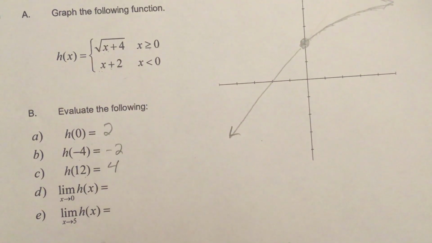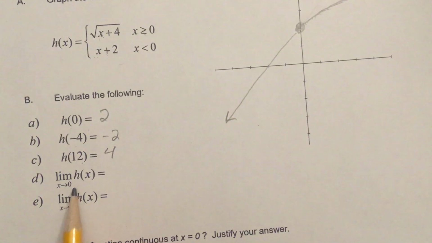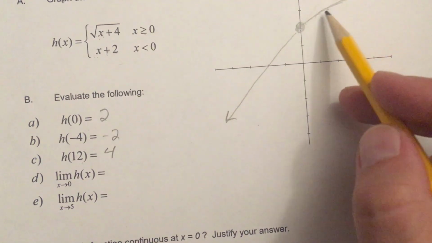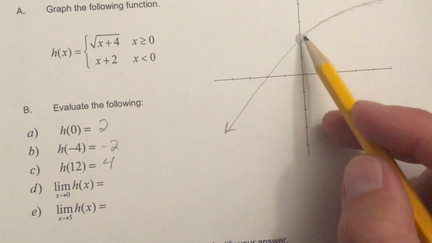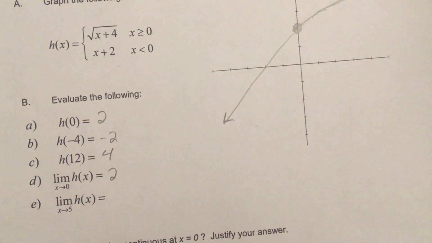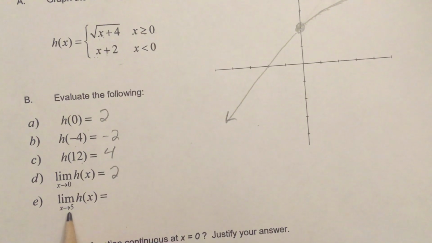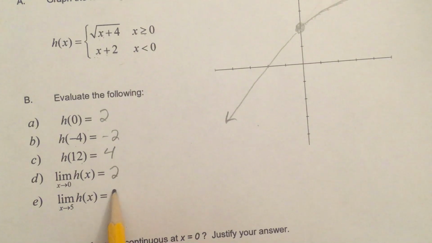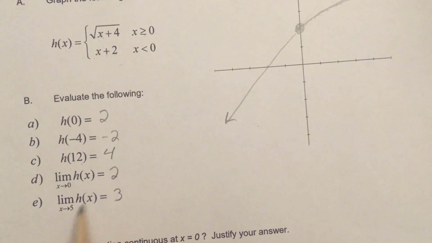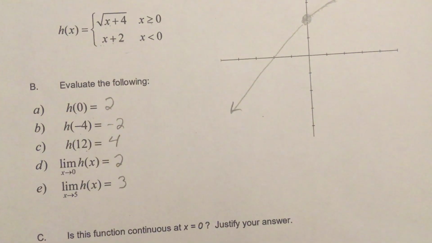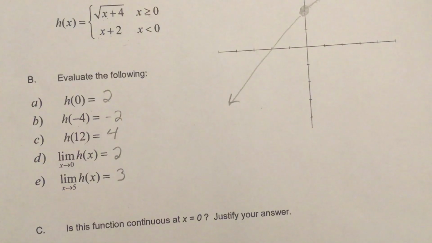The limit as h approaches 0, so now I have to think about it as it comes towards 0 from the left and the right. Both cases, it's approaching that value of 2, so since there's agreement, I have a limit there. And as I approach 5, I'm only looking at the top one, so that'd be square root of 9, which is 3. There's no break or jump there, so it's going to be just what the function equals. So hopefully you have those values there.